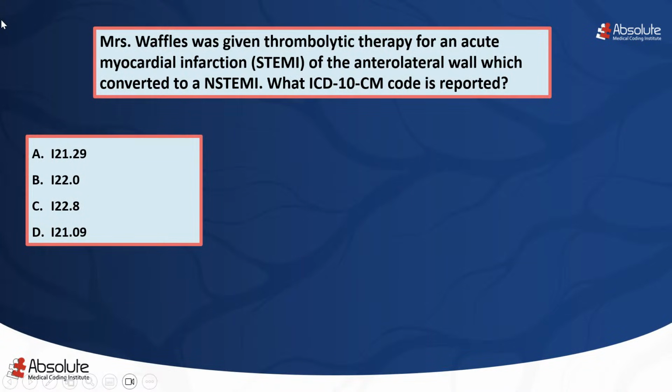So Mrs. Waffles was given thrombolytic therapy for an acute myocardial infarction, STEMI, of the anterolateral wall, which converted to an NSTEMI. What ICD-10-CM code is reported? Is it going to be A, I21.29, B, I22.0, C, I22.8, or D, I21.09? I'll give you guys about a minute and a half, and good luck.